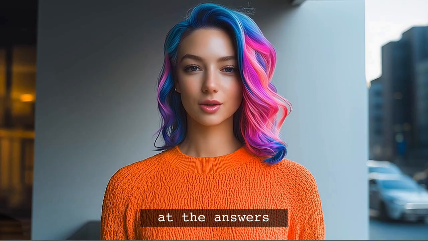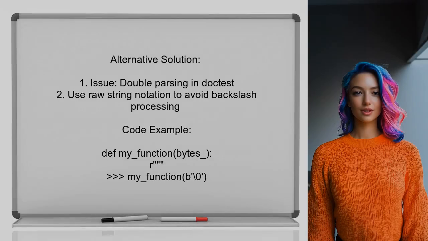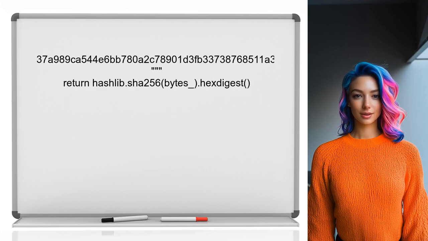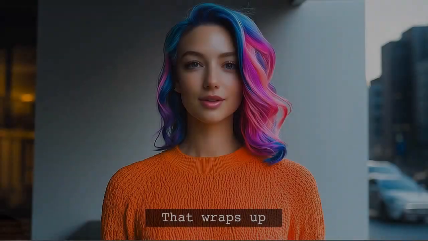Now, let's look at the answers provided by other users. An alternative solution suggests that the issue arises from double parsing in your doctest. The first parsing converts the backslash to a null byte, and then the doctest encounters an error when it tries to execute the code. To fix this, you can use raw string notation in your docstring. That wraps up that answer.